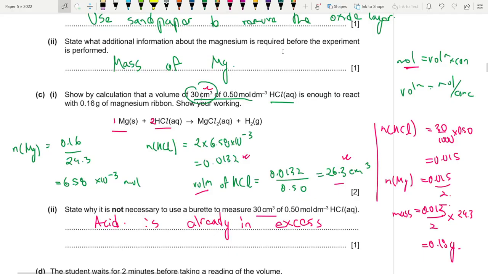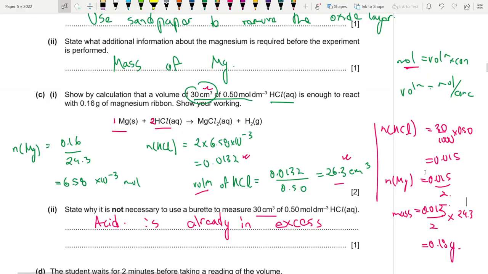Okay. What is the alternate method, by the way? The alternate method is basically you could go the other way around. You could find out the moles of HCl that we have at present. That's 30 by 1000 times 0.50, which is 0.015. So according to the molar ratio, the amount of moles required for magnesium is actually half of that, 0.015 divided by 2.